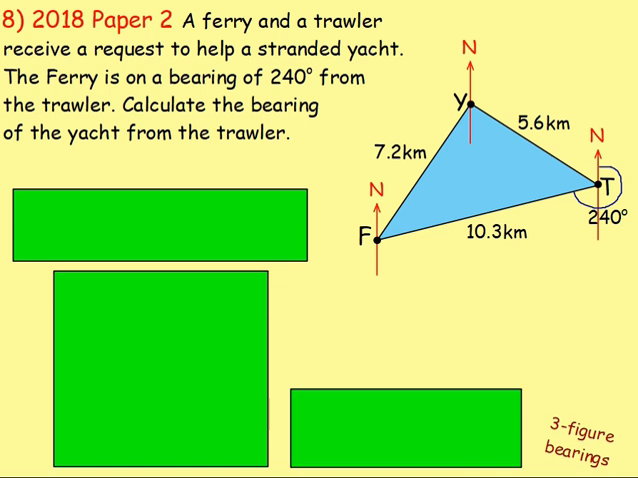So, with this one from the 2018 paper, paper 2, a ferry and a trawler receive a request to help a stranded yacht. The ferry is on a bearing of 240 degrees from the trawler. Calculate the bearing of the yacht from the trawler. What on earth is this on about? What are we wanting to find?